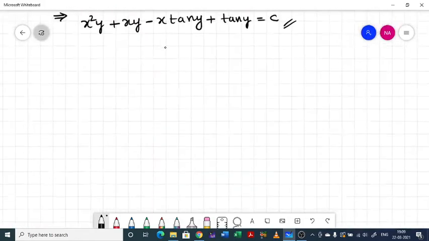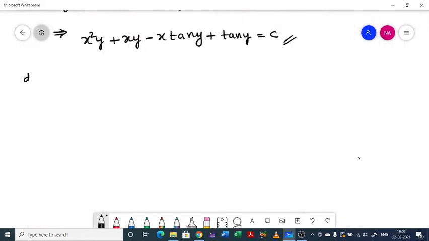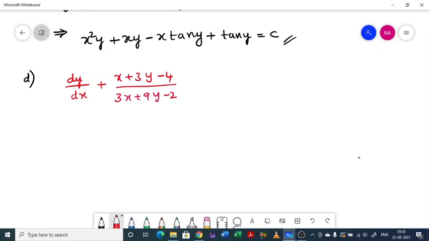Next, D. We have this one: dy/dx + (x + 3y − 4)/(3x + 9y − 2) = 0. See here, the given equation is not in the standard form M dx + N dy = 0. It is not in that form, but you can translate this to the standard form.